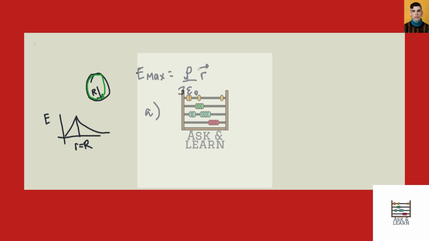If you want this to be a fourth of its original value, actually this should be evaluated at r equals R. So if you want this to be a fourth of its value, it's linear in r, so you simply need to reduce r by a fourth, so r equals R over 4.